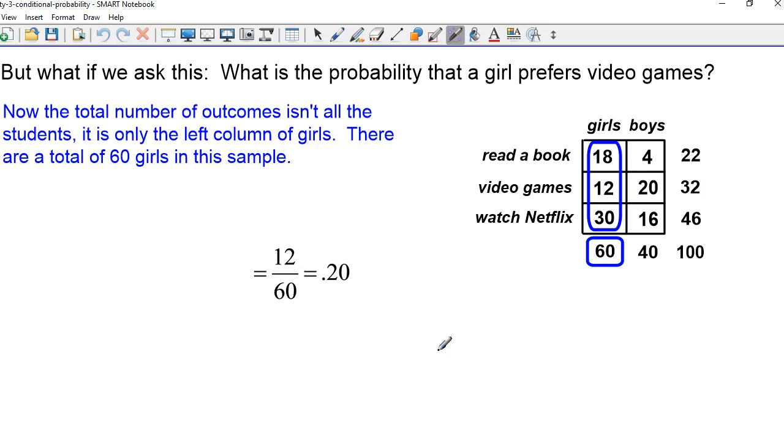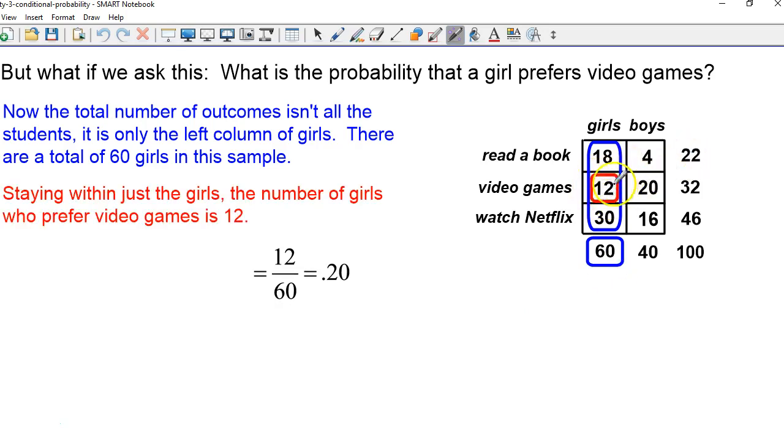But what if I ask this? What is the probability that a girl prefers video games? Now this is a little bit different because we're only considering girls. The total number of outcomes isn't going to be the entire 100 students, it's only going to be the girls. So we're going to restrict ourselves to only looking at the 60 girls, and that means the denominator of the fraction this time is the 60 girls. And then the numerator would be specifically the number within that girls column only that like video games, which would be 12 out of the 60, or 20%. So if I have a girl, the probability that the girl prefers video games is 20%.